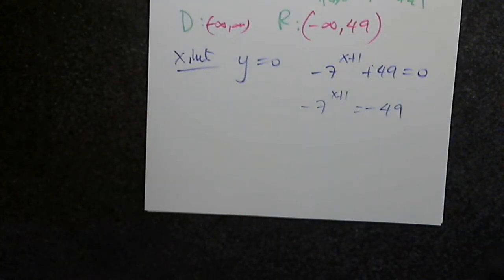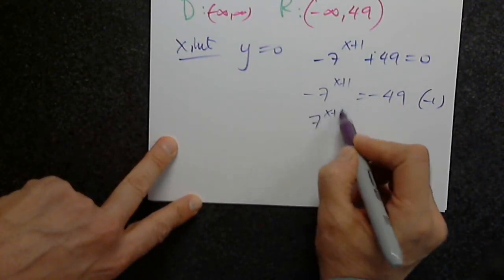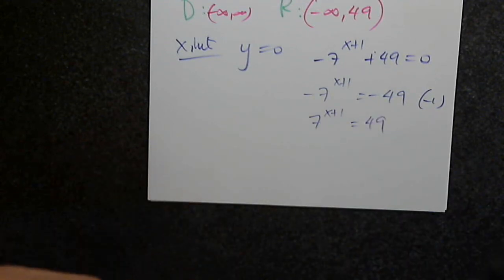What do I do next? I can't, because it has a power. But I can divide both sides by negative 1, or multiply by negative 1. 7 raised to x plus 1 equals 49.